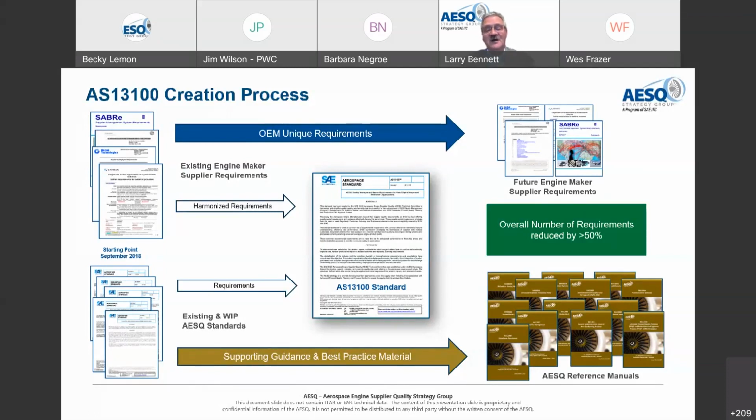great start. And obviously we want to take that number and make it even more significant over the next writing cycle. And then on the bottom right, I'd be remiss not to mention the supporting guidance and best practice material. Just an absolute plethora of documentation on 13 different subjects, well written, and all guidance. We say the standard is what the requirement is, and the supporting material and the reference manuals are the best practice to accomplish or how to meet the requirement. Next.